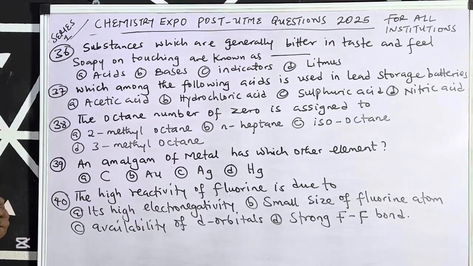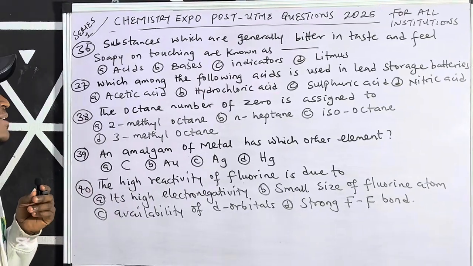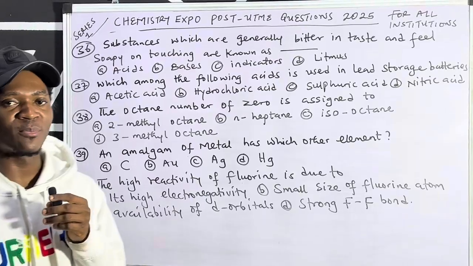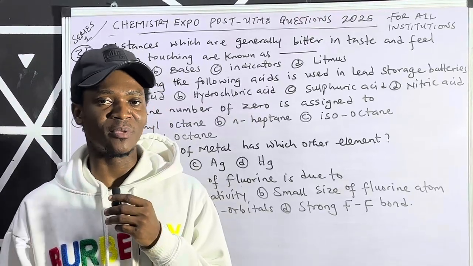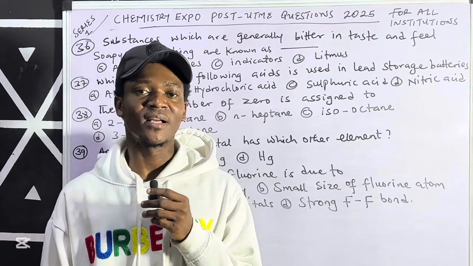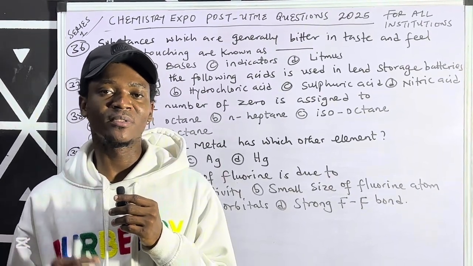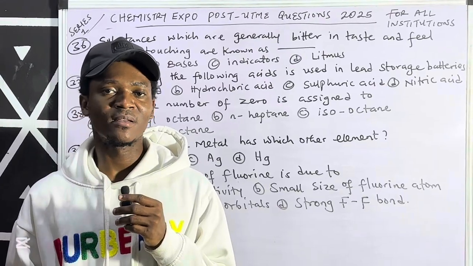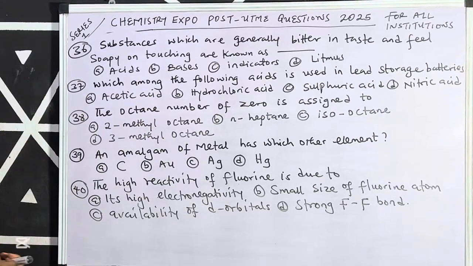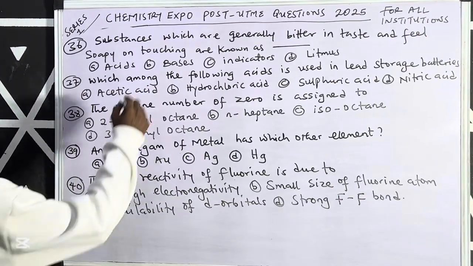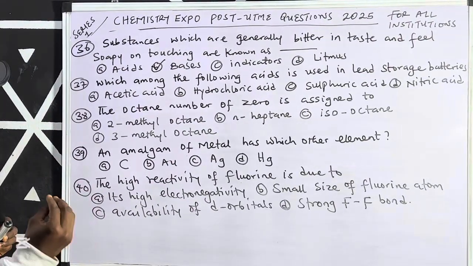36. Substances which are generally bitter in taste and feel soapy on touching are known as dash. This question is supposed to be a very cheap one. Why? When you have studied the physical properties of bases, then you'd be able to get the answer to this question correctly. That one of the physical properties of bases is that bases are soapy to touch, and also they are generally known by their bitter taste. Unlike acids they are known by their sour taste, alright, especially dilute acids. So the correct option to this question is obvious, is what? Bases. Bases are generally bitter in taste and they feel soapy on touching.